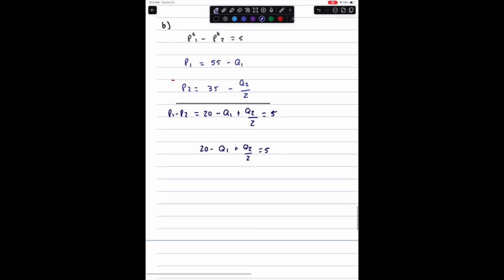Here, we're going to isolate for Q1, right? And the reason we're isolating for Q1 is because we're going to want to sub it back into our profit function to find the optimal amounts of Q1, Q2, P1, and P2. So we're just going to do some algebra. 20 minus 5 plus Q2 over 2 is equal to Q1. Therefore, Q1 is equal to 15 plus Q2 over 2.